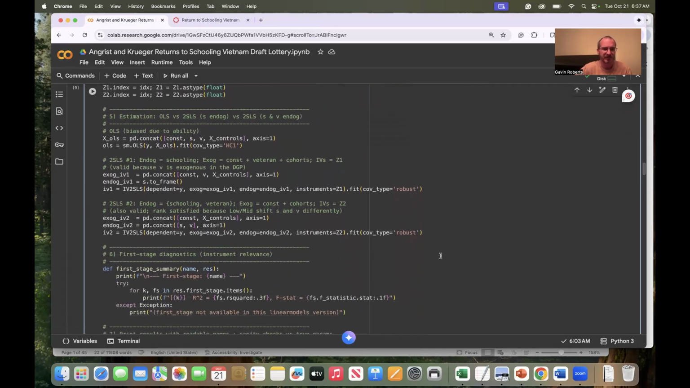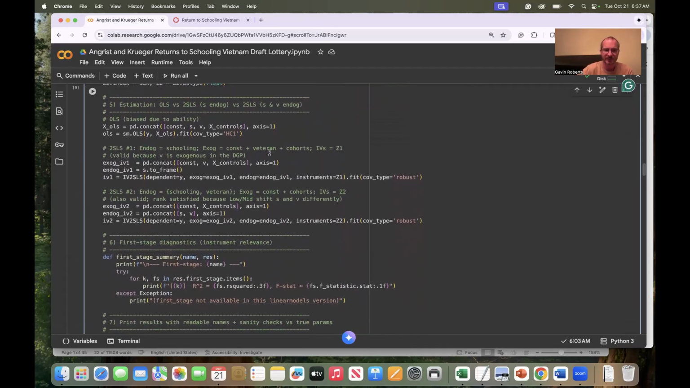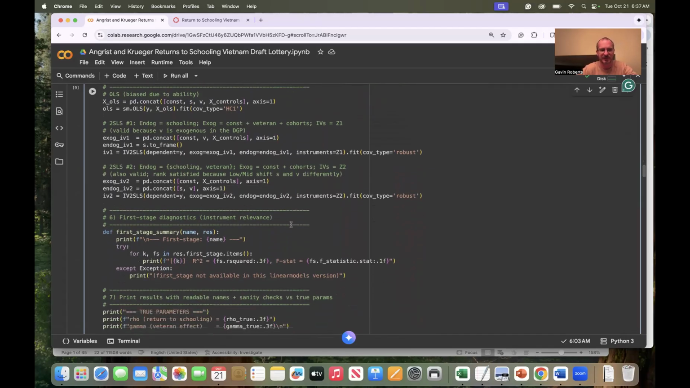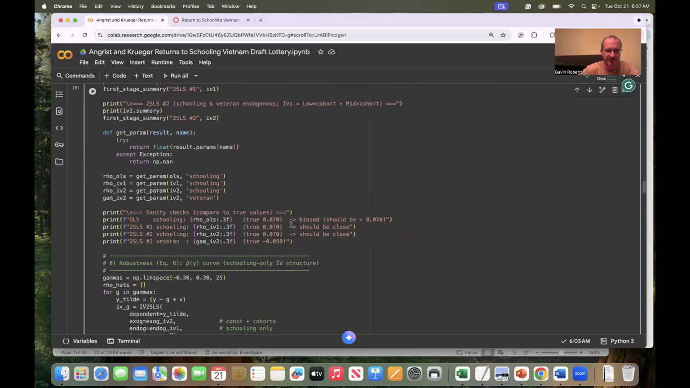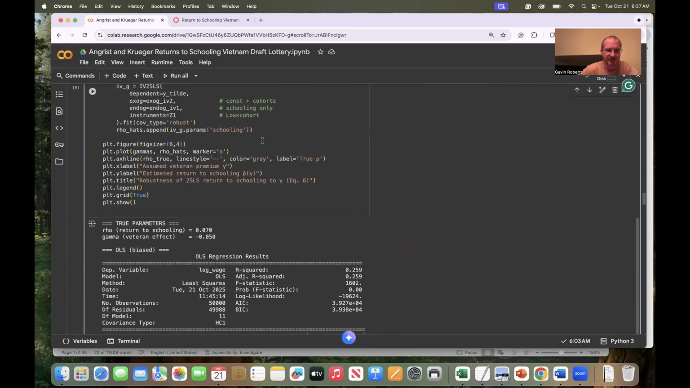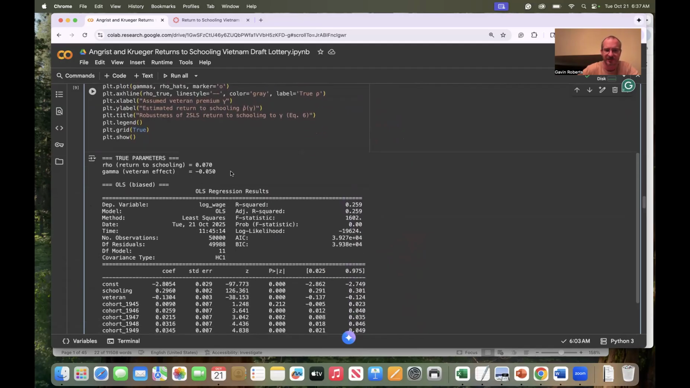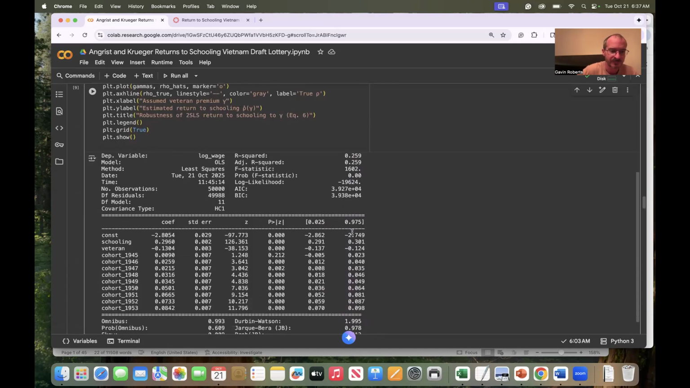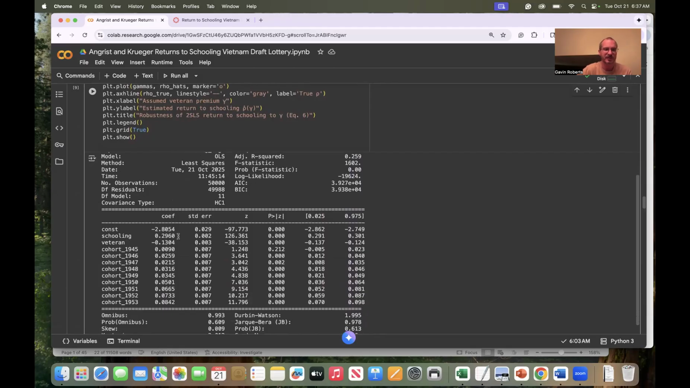So now down here, we're going to get our OLS versus two-stage least squares. We're just telling it what instruments to use and what variables to use. You can see that for yourself pretty easily. So let's go down to the results right here. So the true parameters, again, printed right here: 0.07 is the return to schooling. Negative 0.05 is the impact on earnings of being a veteran. Now we can see right here, schooling 0.29, that is much too big in our example. So ours is biased upwards.